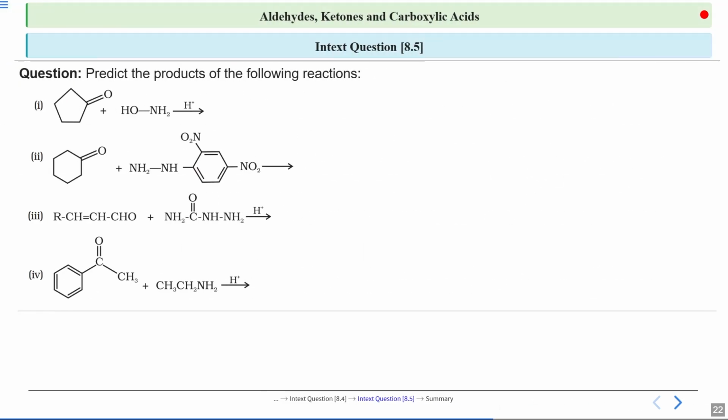Now you have to predict the products of the following reactions. You have 4 reactions. You have to predict the products. I'm giving you 30 seconds to think and we will discuss.